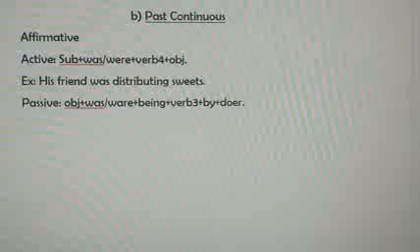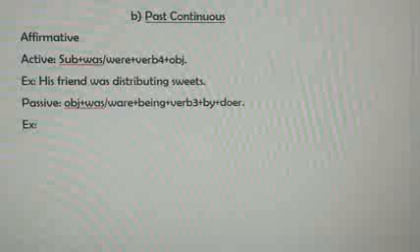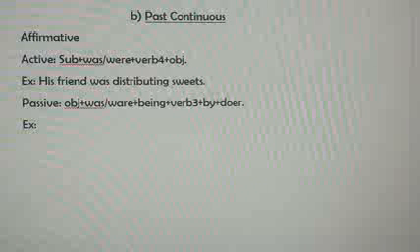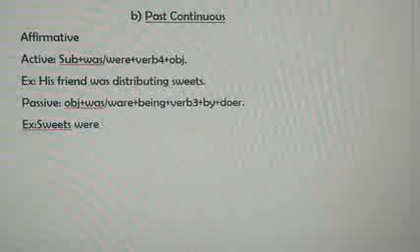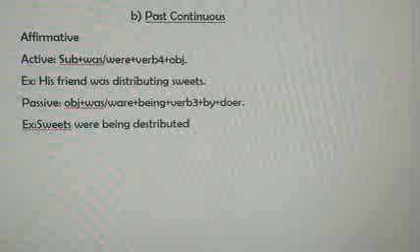Okay, now what will I do? I will convert the given sentence into passive voice. The active voice is "His friend was distributing sweets." Okay, in the passive form it will be "Sweets were being distributed by his friend."